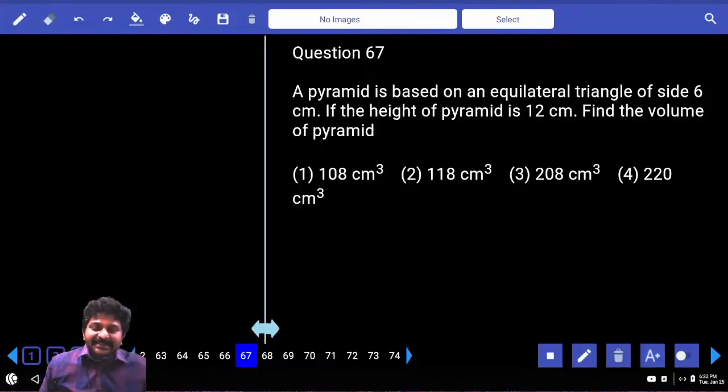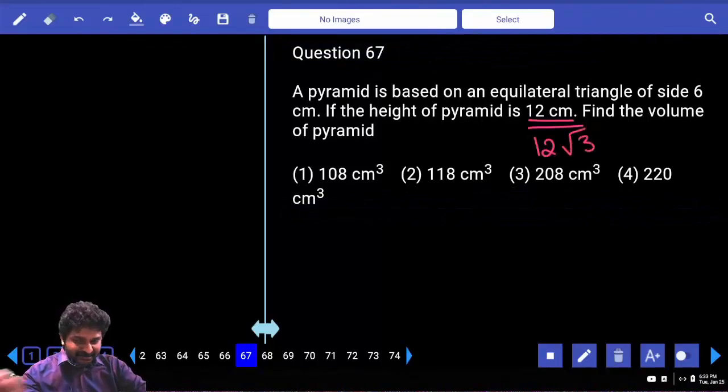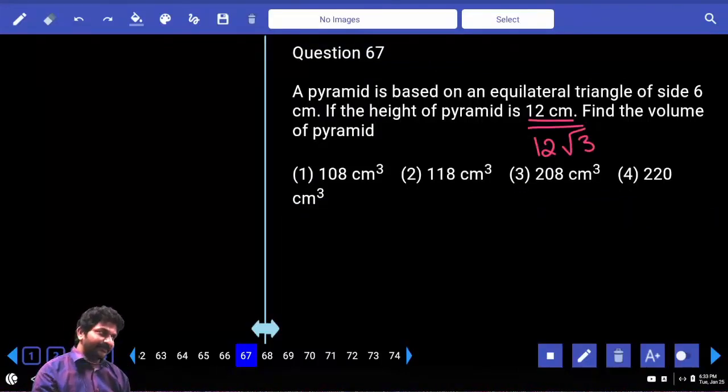Of a side 6 centimeters and the height of the pyramid is 12 centimeters. There is a change here. It cannot be 12. It must be 12 root 3. There is a change. Please change it. 12 root 3 centimeters. Find the volume of the pyramid.